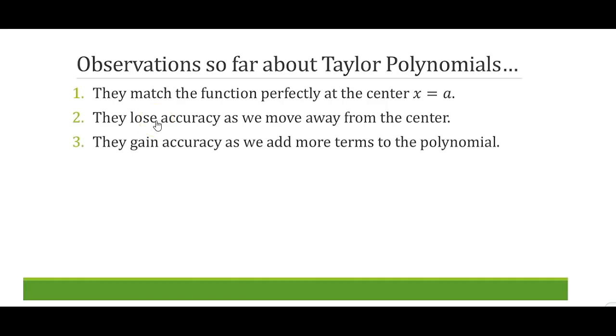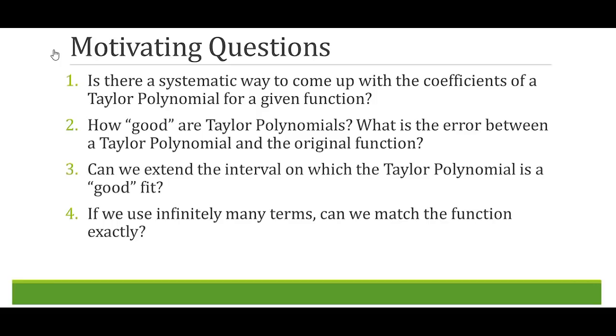So in this introductory section on Taylor polynomials, let's go ahead and stop to think about observations so far about Taylor polynomials. First, they match the function perfectly at the center x equals a. They lose accuracy as we move away from the center, but they gain accuracy as we add more terms to the polynomial. Let's end with some motivating questions to fuel what we're going to do going forward.